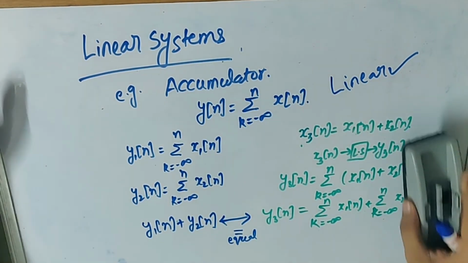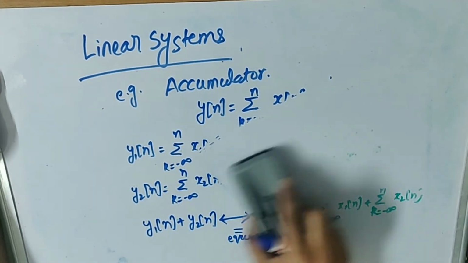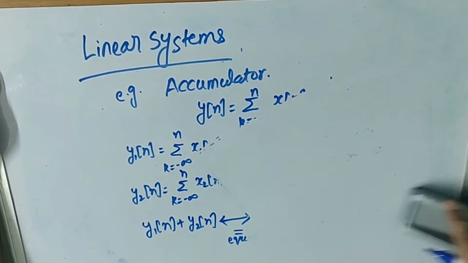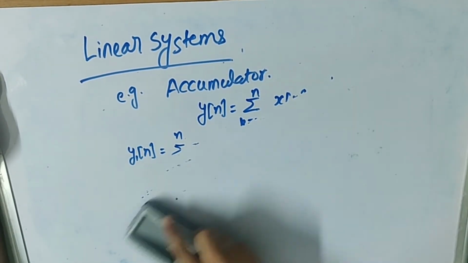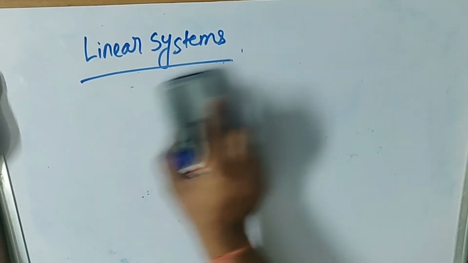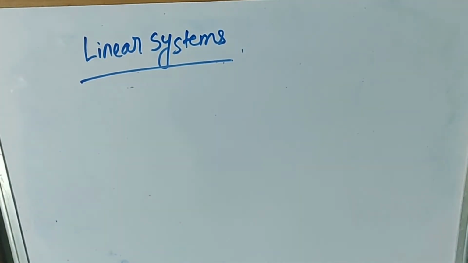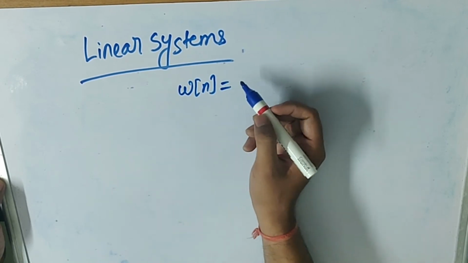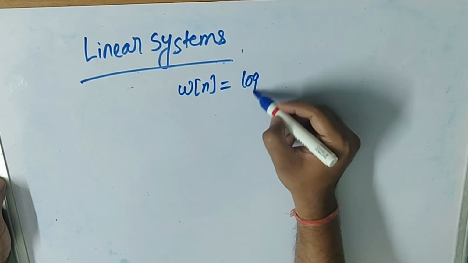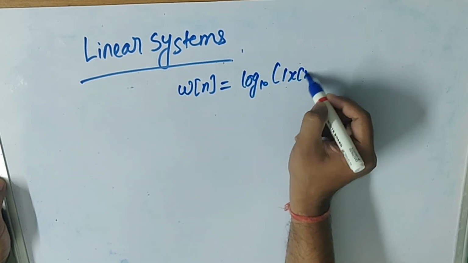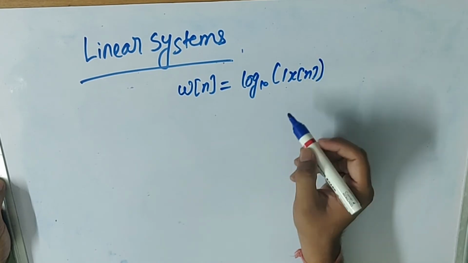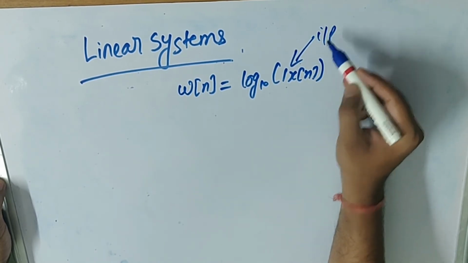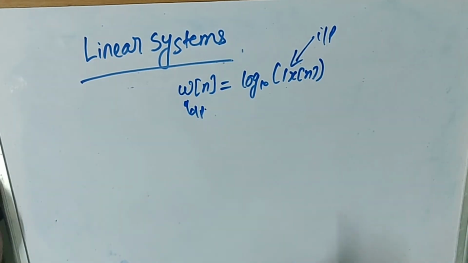Now let's take an example where the system is not linear, or non-linear. Let's take an example where the output w[n] is log base 10 of the modulus of x[n], where this is the input and this is the output.